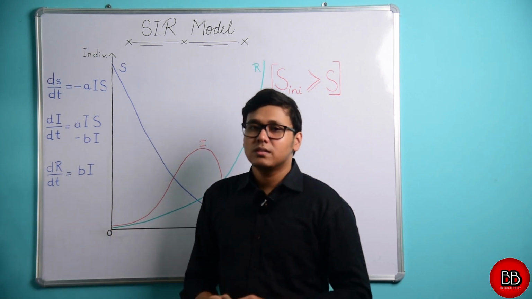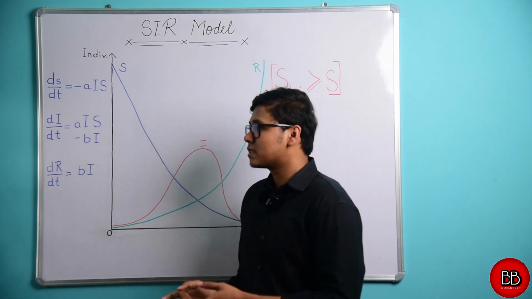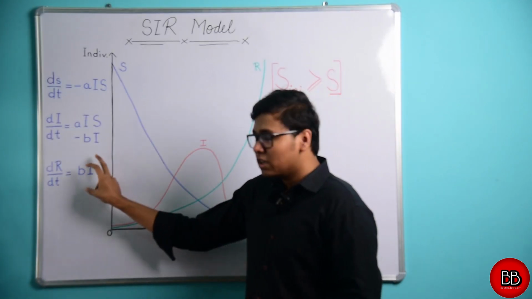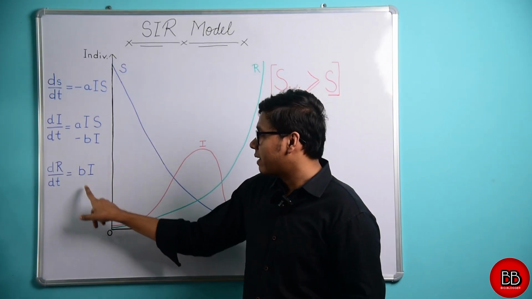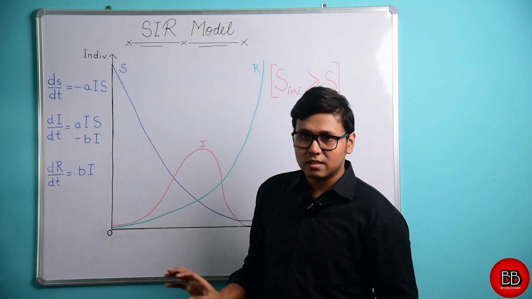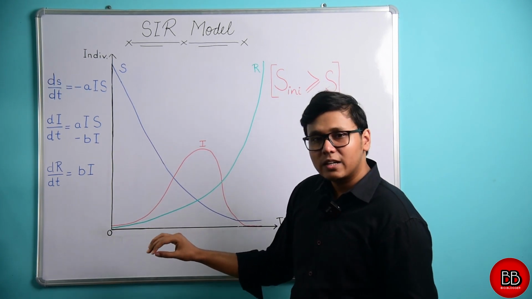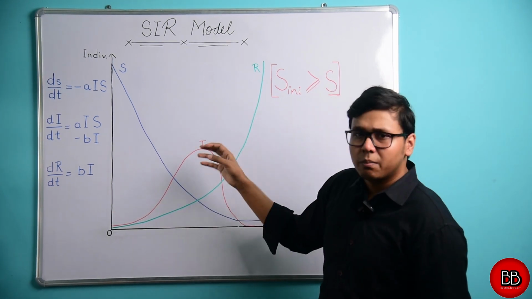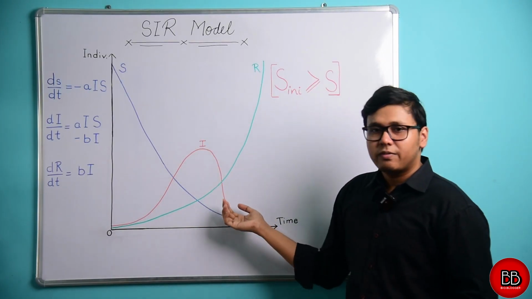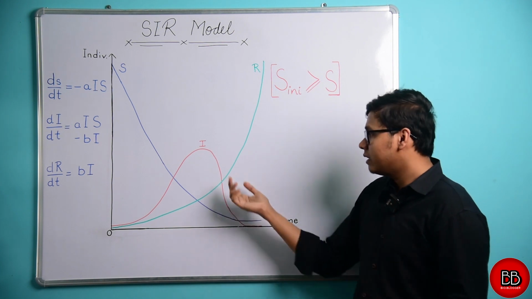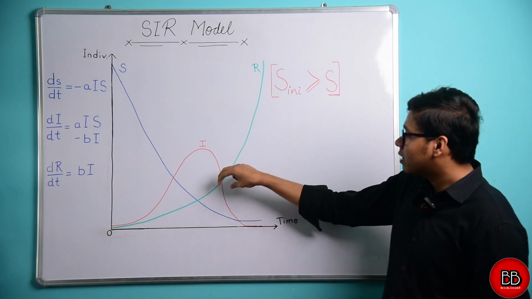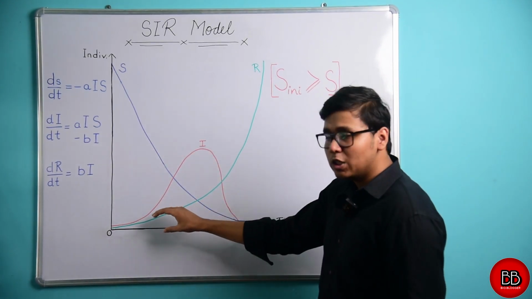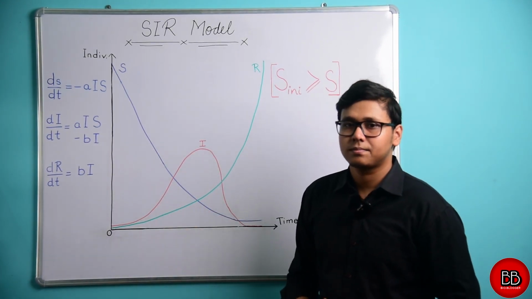Coming to the third equation, the number of removed persons. It is totally dependent on the number of infectives, and there is no role of susceptibles in this. So as the number of infected will increase, the number of removed will also increase. But even when the number of infectives is decreasing, the number of removed persons is increasing, and it will show an exponential growth.